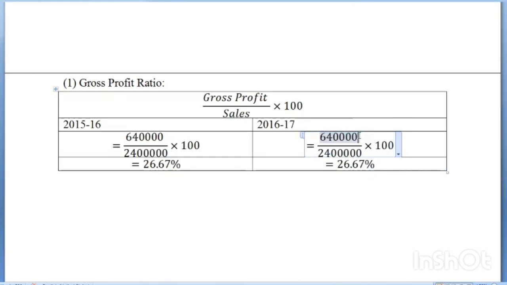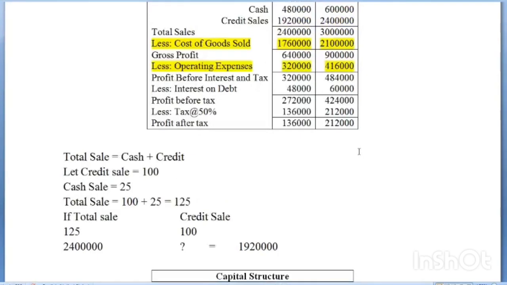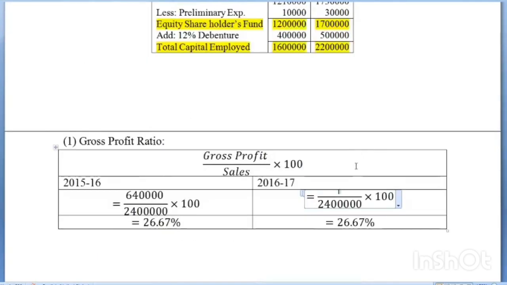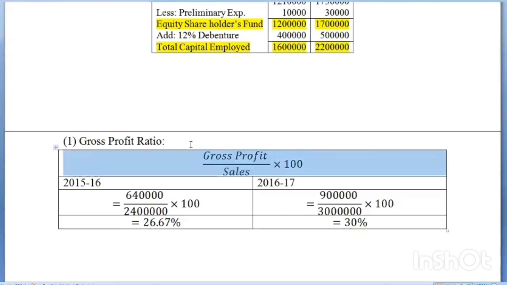In the same way, calculate for 2016-17. Here, what is your total gross profit? 9 lakh and total sales 30 lakh. So 9 lakh and 30 lakh. The answer is 30%. Correct? 30%.